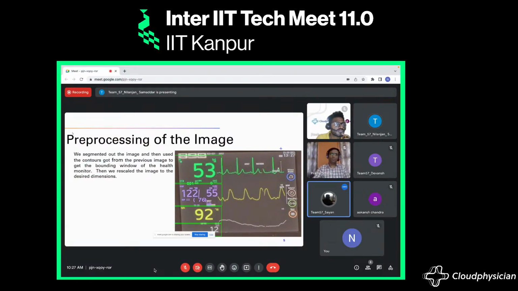Thank you. Now for the pre-processing of the image part, we segmented out the image and using the contours, we got the bounding window of the health monitor. For some cases, the health window so detected would appear slanted or tilted, which we would orient and correct using OpenCV. Further, we would generalize all the images to one dimension for further classification.